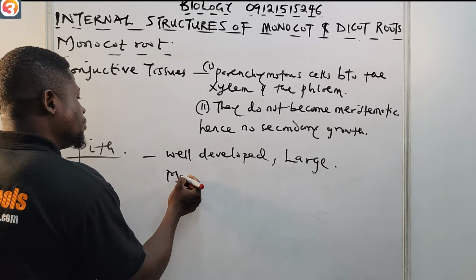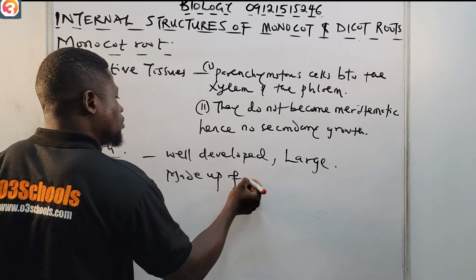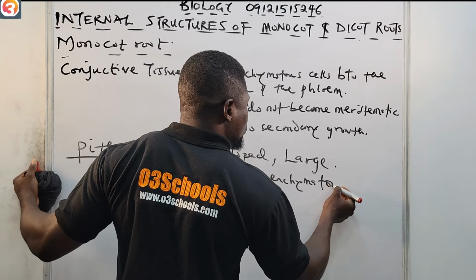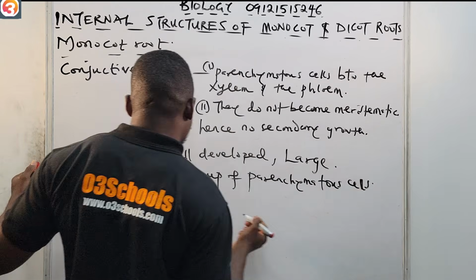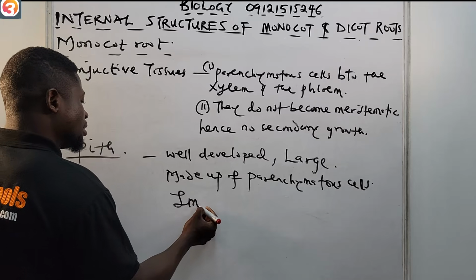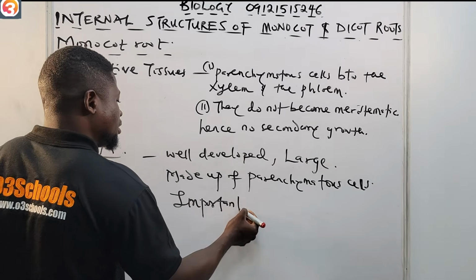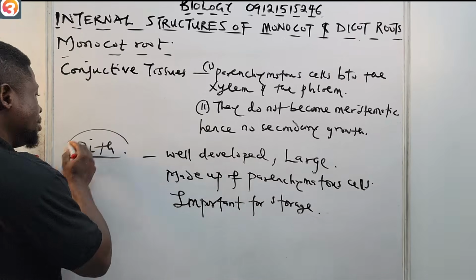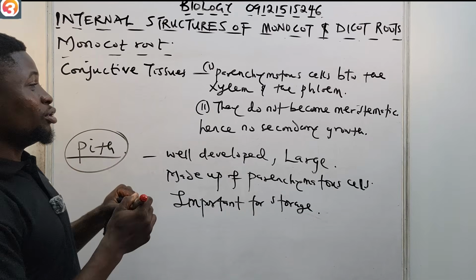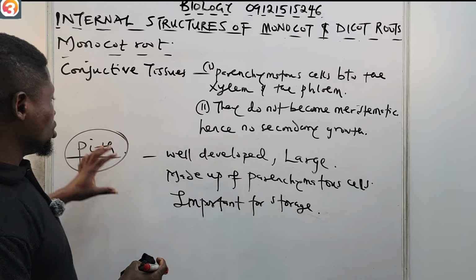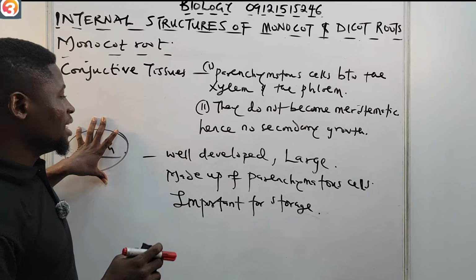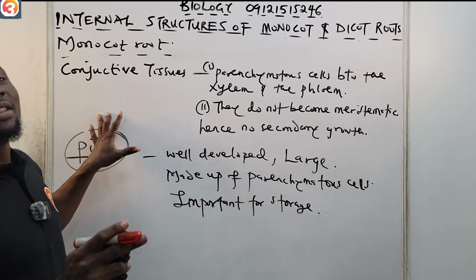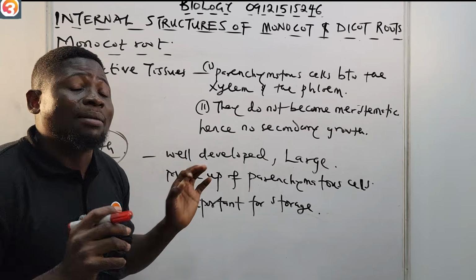Made up of parenchymatous cells, and also the pith is very important for storage. Please take note of that. So the pith of the monocot root and the dicot root, you are seeing differences. The pith of the monocot root is well developed and large, while the pith of the dicot root is small or absent.